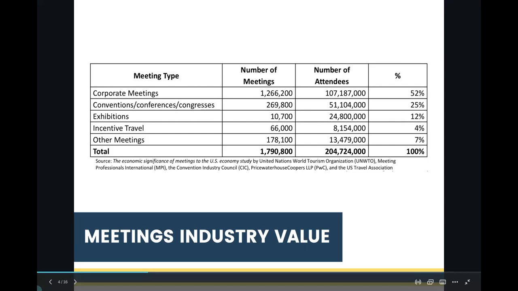One of the statistics in 2009 recorded that half of the total number of MICE travelers in the US attended corporate meetings, the most among other MICE types. As of that moment, 1.2 million meetings and 107 million attendees occupied the MICE industry. Next page, please.